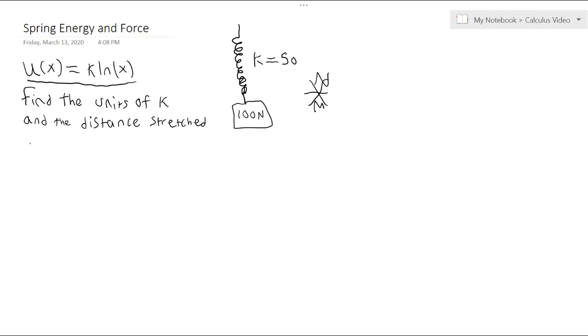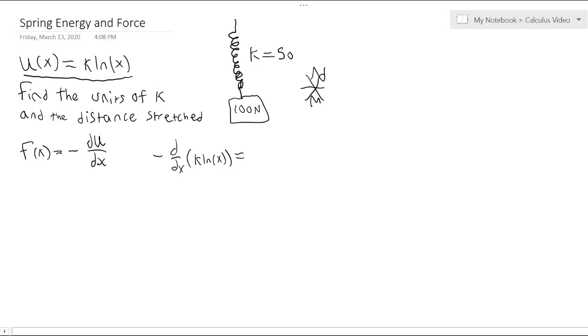So we can use the relation that the force of x on this spring is going to be equal to the negative derivative of the energy with respect to x. And of course, that's going to help us a lot. So if we take negative d over dx of k ln of x, we know that k is a constant, so that can come out, and the derivative of ln x is 1 over x. So here we're going to get negative k over x. I just took the derivative there.